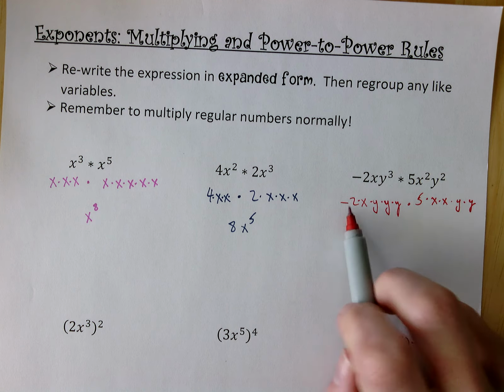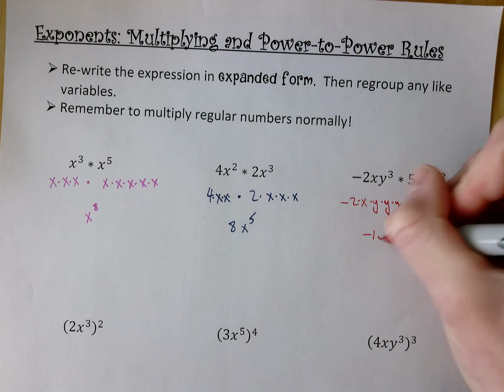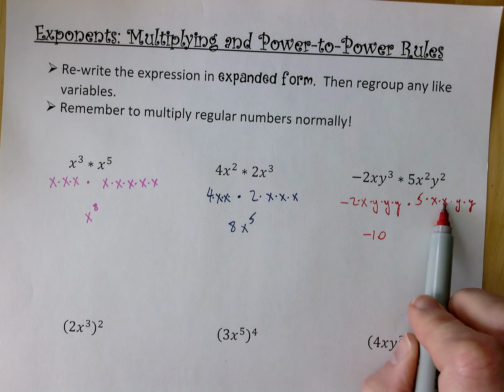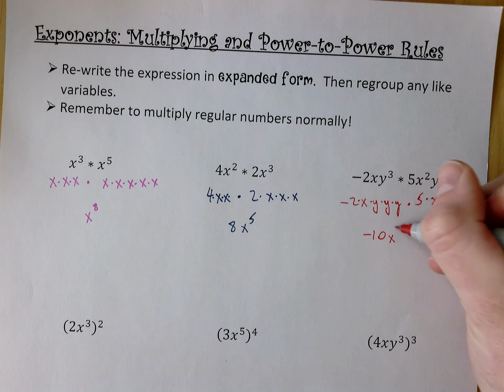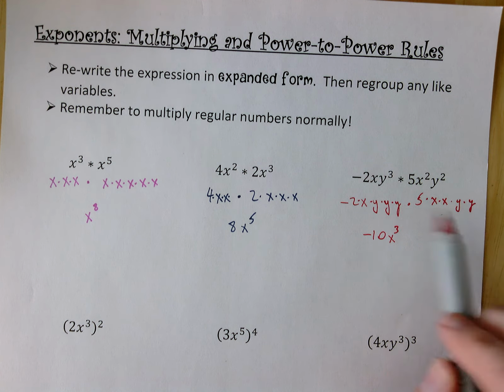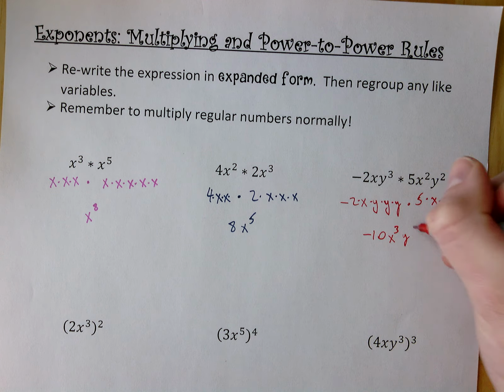All right, so negative 2 times 5 is negative 10. And then I'm going to look at the x's. I've got 1 x here, 2, 3. So that's 3 x's, x to the third. And then for the y's, I've got 1, 2, 3, 4, 5. So y to the fifth.